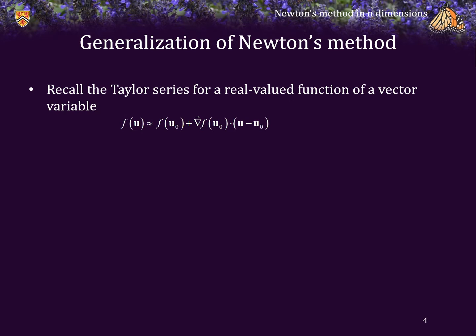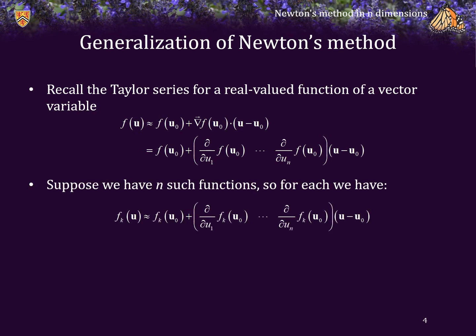All right, recall the Taylor series for a real valued function of a vector variable. So f at u is equal to f at u naught plus the gradient inner producted with u minus u naught. Now I'm going to write this slightly differently. I'm going to write this as the value of the function plus a 1 by n matrix, which has the entries of the gradient, multiplied by the difference u minus u naught.